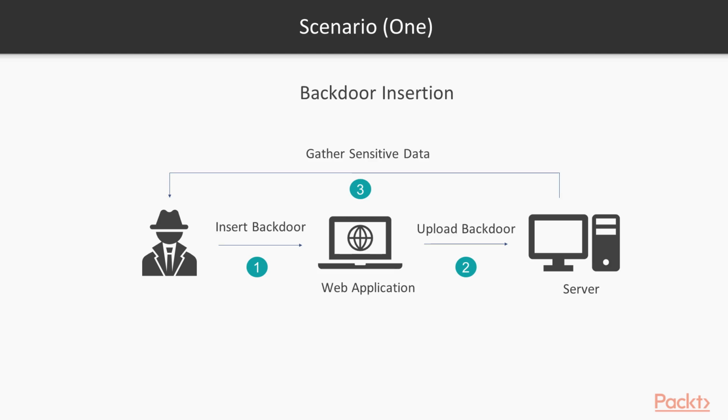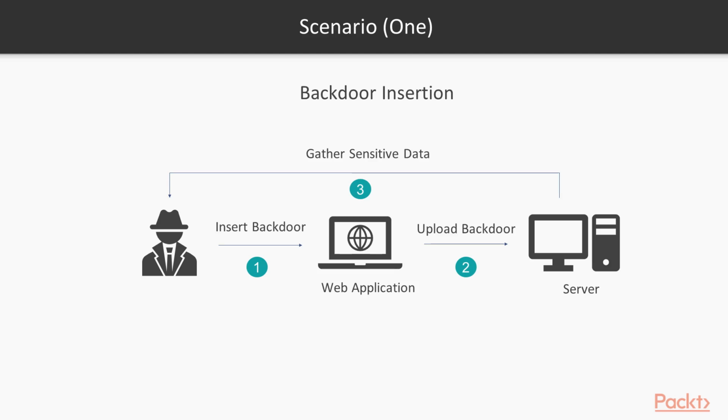Now how attacker can insert? For example, if the website has upload option, so attacker can upload a backdoor file through that option, and that will automatically upload to the server. So in the second step you can see that the backdoor will upload in the server, and that is permanent. Backdoor is available inside server.